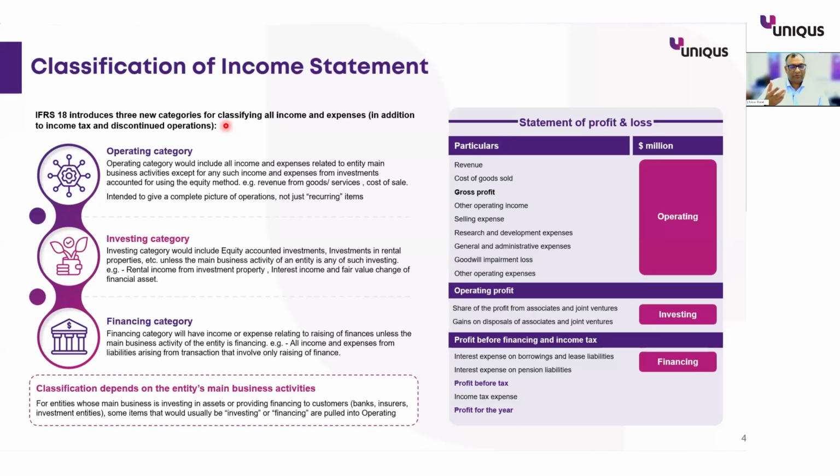This is to otherwise get companies to show something which is not convenient to them and not slip it under any other category. So they have quite deliberately put the operating category as a residual thing. So the operating category will include items of income and expenses which relate to an organization's main business activity.